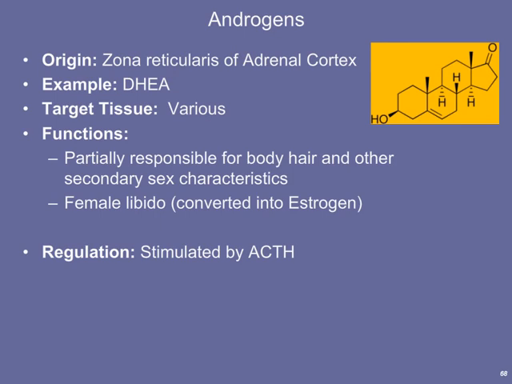Another hormone produced by the adrenal cortex is the androgen DHEA. DHEA is partially responsible for body hair and other secondary sex characteristics. It is also responsible for libido in females. The secretion of DHEA is stimulated by adrenocorticotropic hormone from the anterior pituitary.